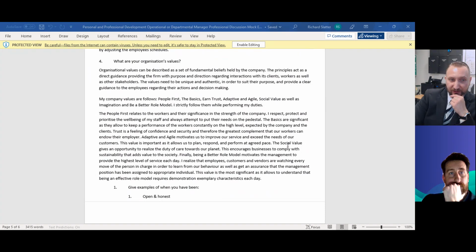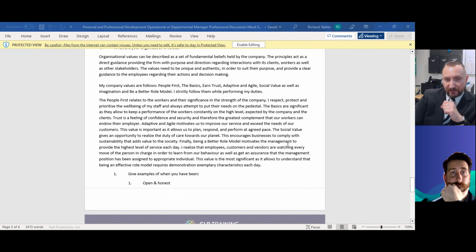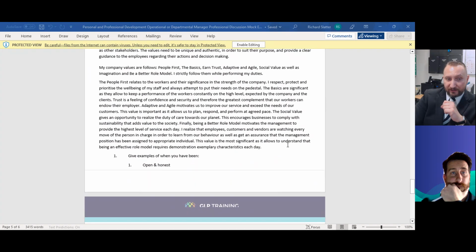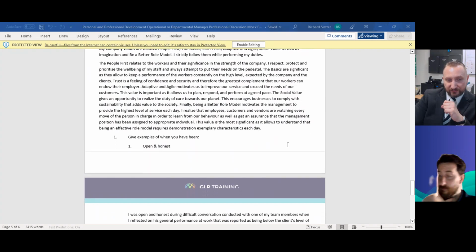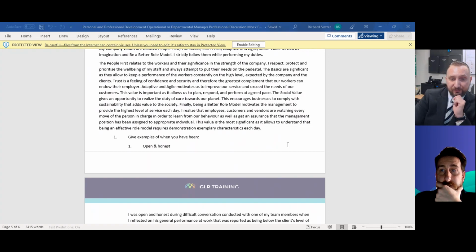The basics are significant as they allow us to keep performance of the workers constantly at the high level expected by the company and the clients. Trust is a feeling of confidence and security, and therefore the greatest compliment that our workers can endow their employer. Adaptive and agile motivates us to improve our service and exceed the needs of our customers. This value is important as it allows us to plan, respond, and perform at an agreed pace.